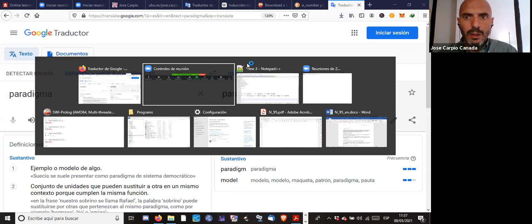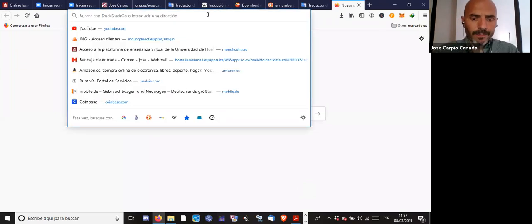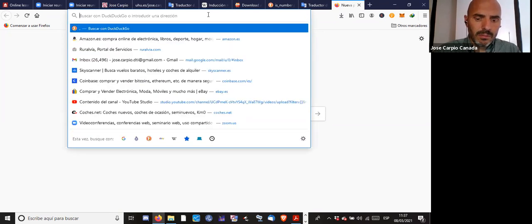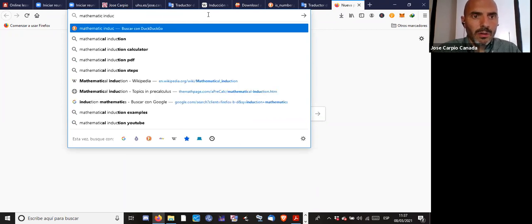And let's see the next concept, a very important concept. We're going to use it every day: the concept of mathematical induction.